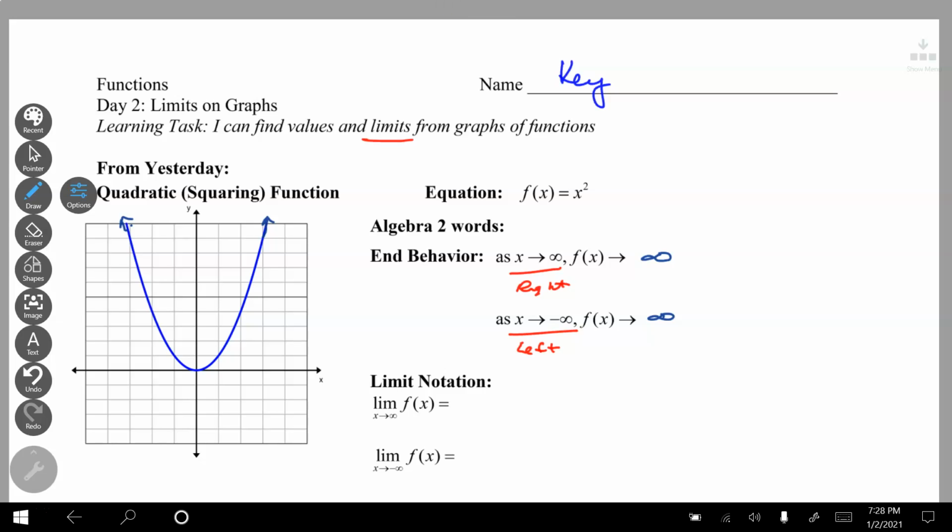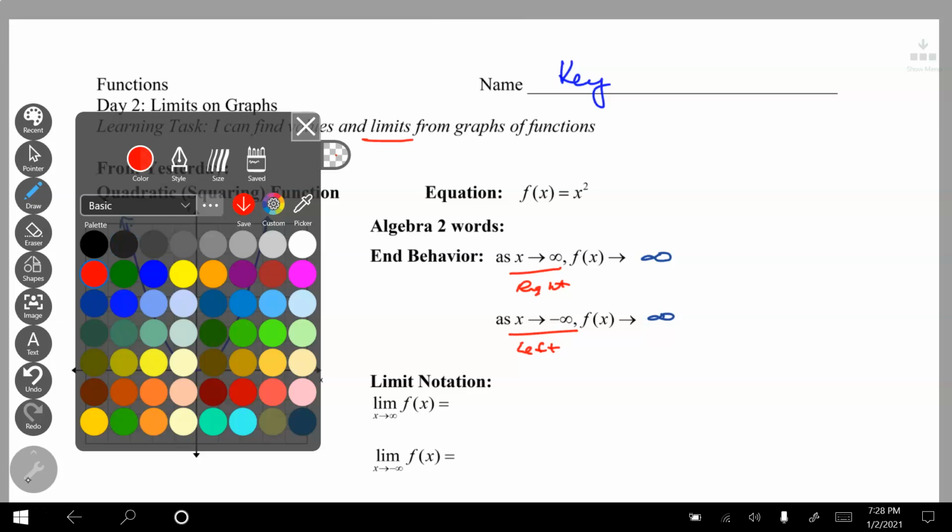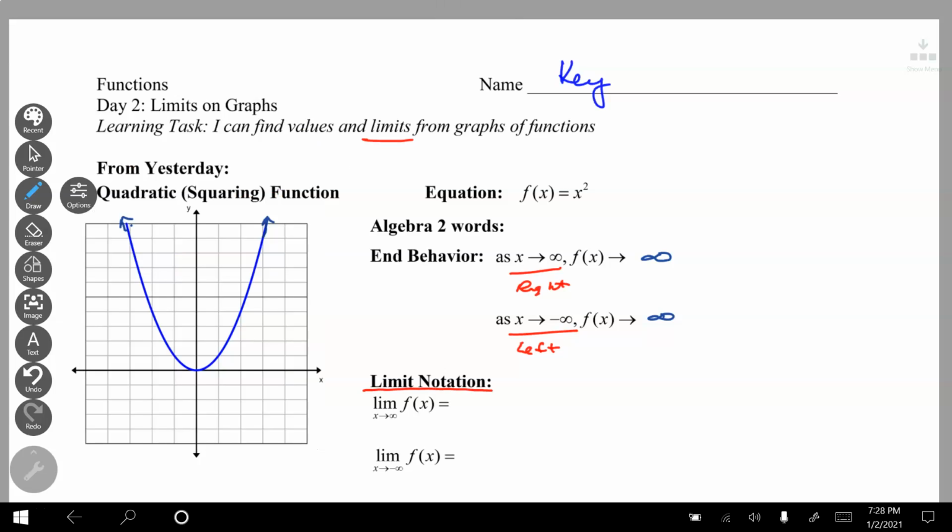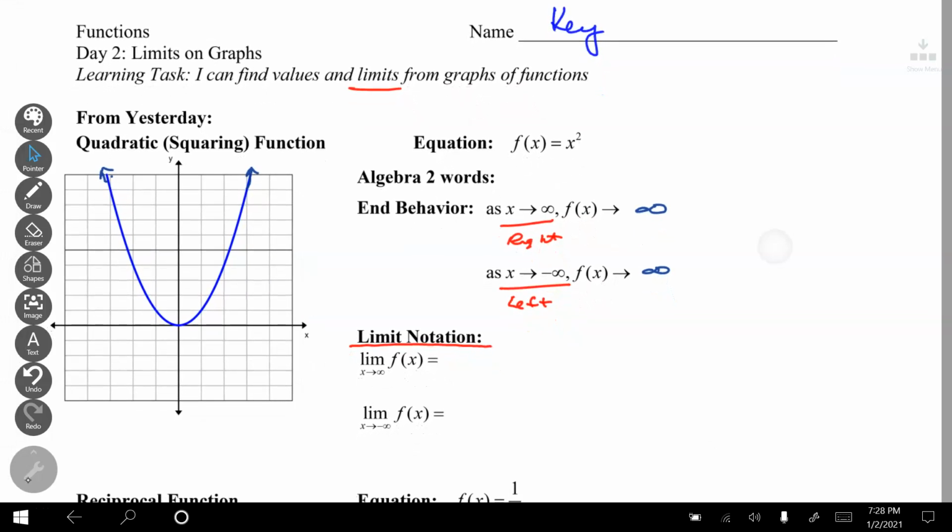Well, what we're going to do is use something called limit notation. So limit notation is using specific wording, a math way of writing things. And if you look at this, we're going to use the exact same idea that we did over here with the end behavior, as x goes to infinity, the f of x goes to infinity, and so on and so forth. So we're going to use it in a math shorthand called limit notation.